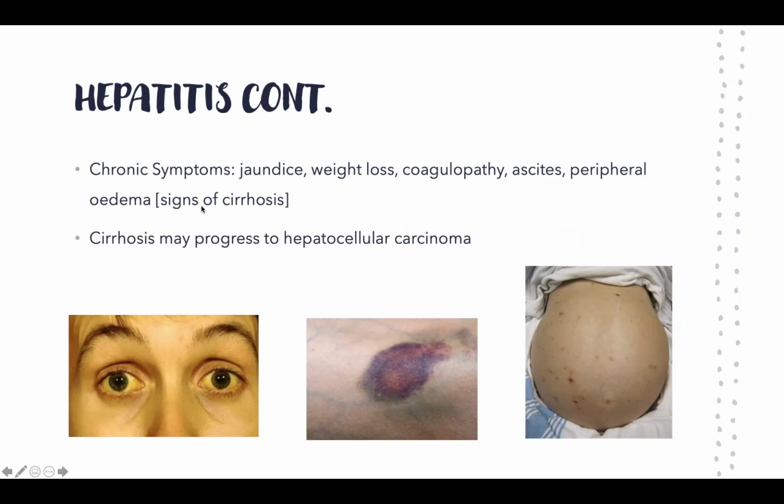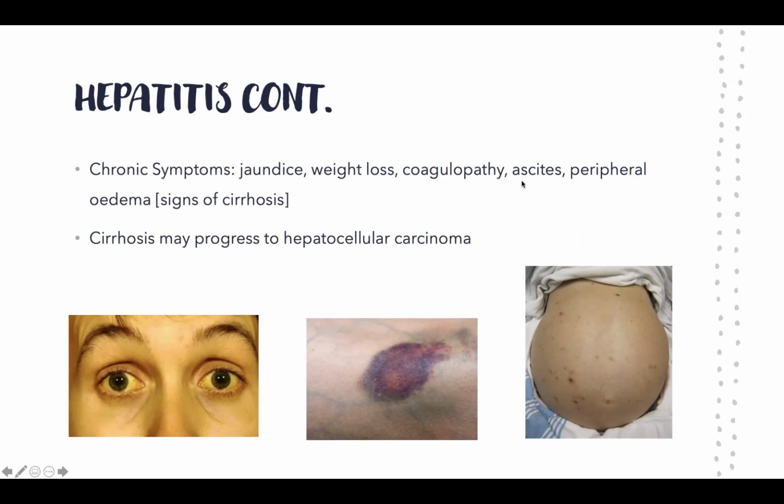Now, as the inflammation keeps progressing, we can have chronic symptoms, and chronic symptoms come from more of the failure of the liver. So the liver is important for a lot of functions. It has a lot of functions. And failure of these functions can then result in clinical signs. So when we see coagulopathy, we can see bruising.